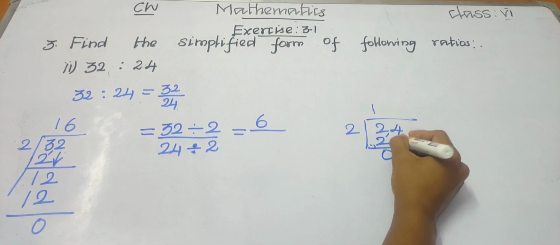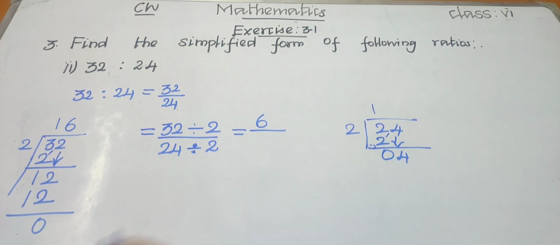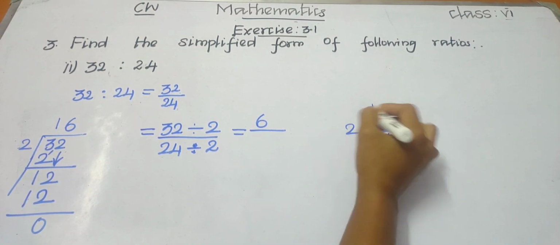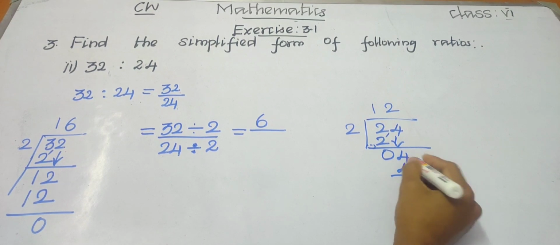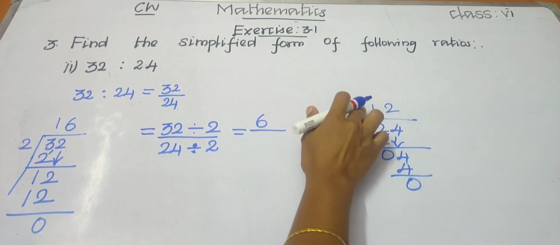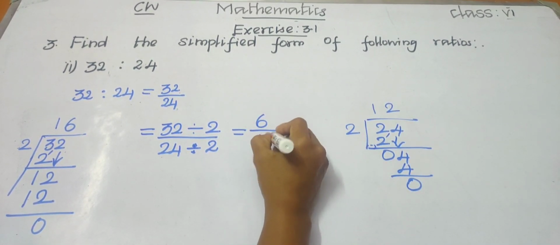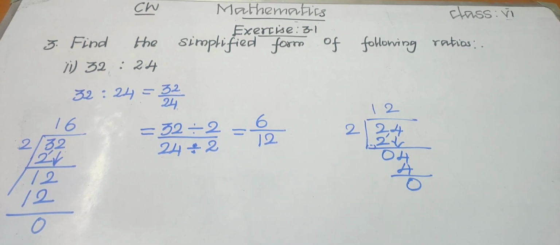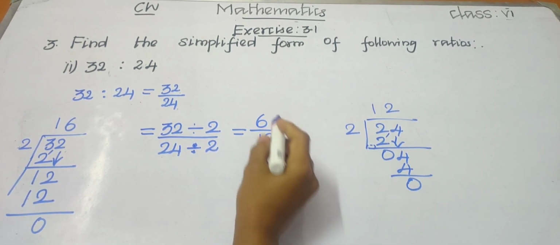Okay, now bring down this 4. Now say 2 table. 1 2 is 2. 2 2s are 4. We got 4. So put 2 2s are 4. So what is the answer? 4 minus 4, 0. So what we got? 12. Write the quotient 12 here. Now what we got? 6 and 12.